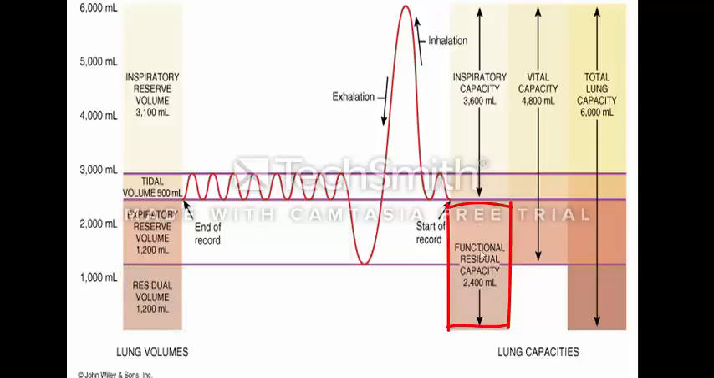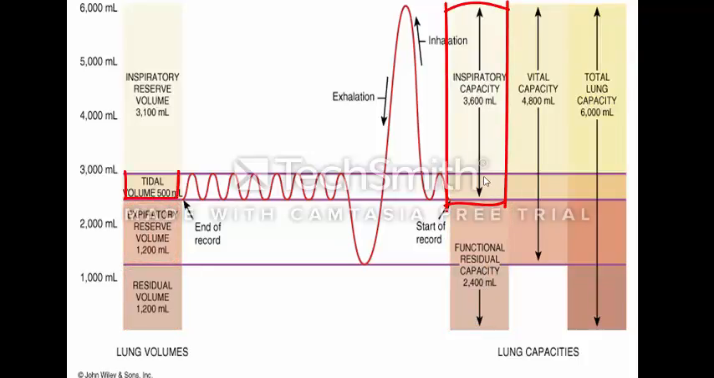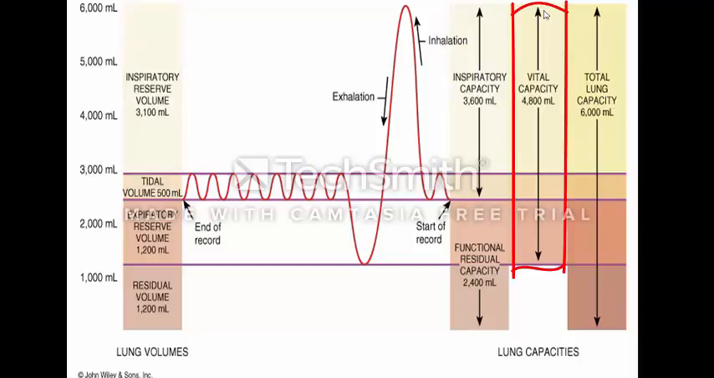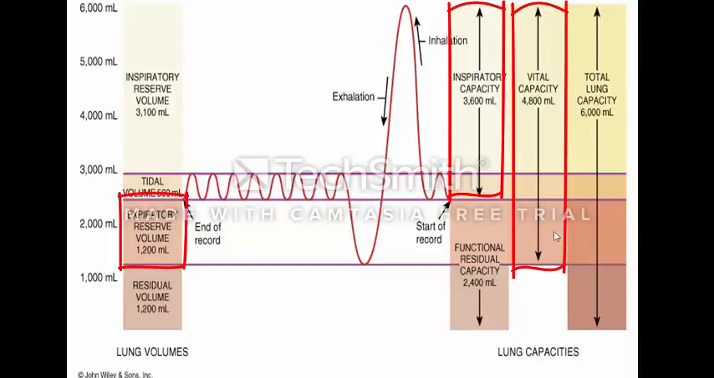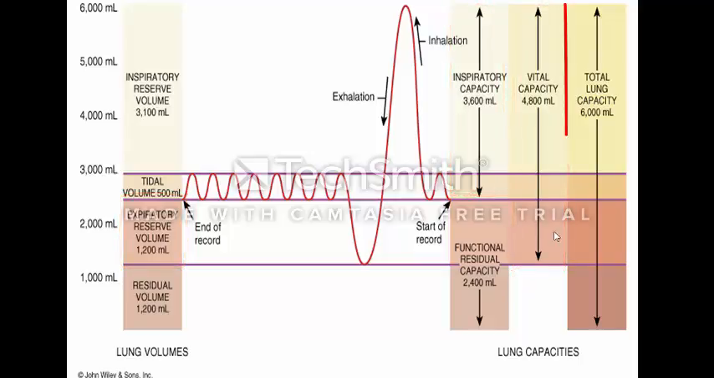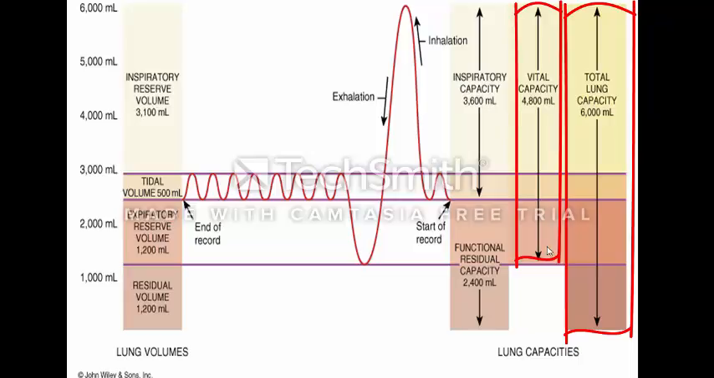So the functional residual capacity is the combination of the expiratory reserve volume and the residual volume. The inspiratory capacity is the tidal volume plus the inspiratory reserve volume. Vital capacity is the inspiratory capacity plus the expiratory reserve volume. And the total lung capacity is the vital capacity plus the residual volume.